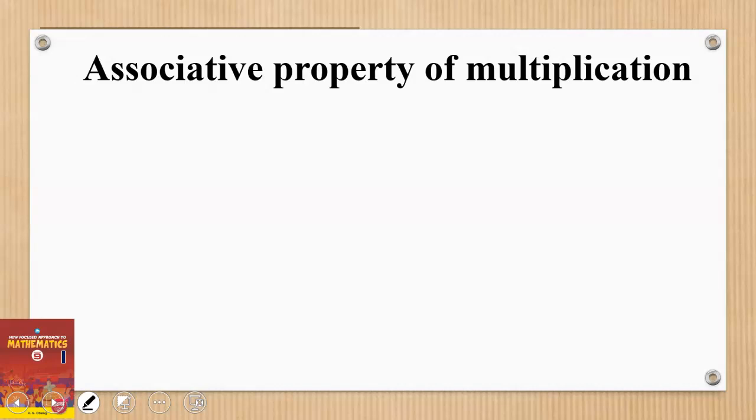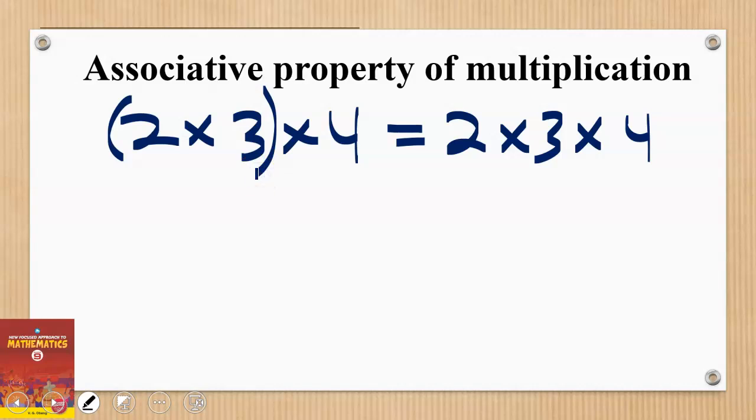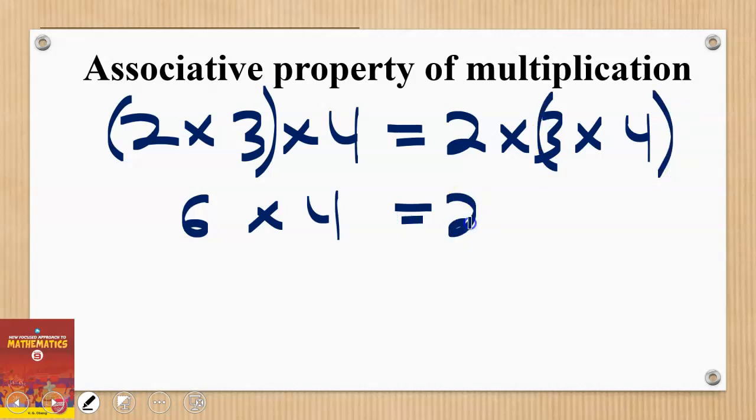Again, let's look at associative property of multiplication. If I have 2 times 3 times 4, I'm going to write the same thing, 2 times 3 times 4. So I've written the same thing. They are the same. Now, in the course of multiplying, let me multiply this one first, which of course I'm going to have 6 times 4. At the other side, let me multiply this one first rather. So 2 times, into bracket, 3 times 4.